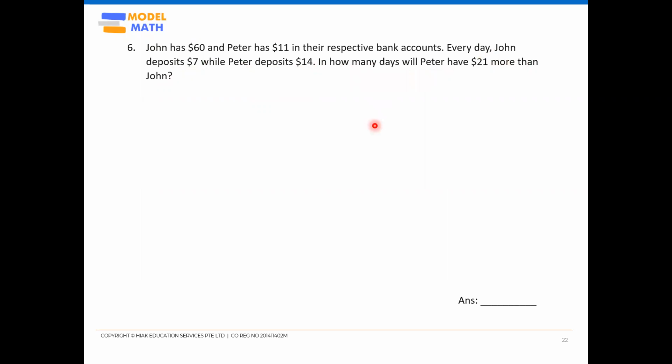If you notice, in this question from the very beginning, someone already has an advantage. I hope you can tell John is the one who already has an advantage because he has so much more money than Peter at the beginning. But notice that every day, who deposits more money? Every day, Peter puts more money into the bank account, even though John initially was at an advantage. Peter works harder every day, so eventually, Peter will be able to catch up with John.